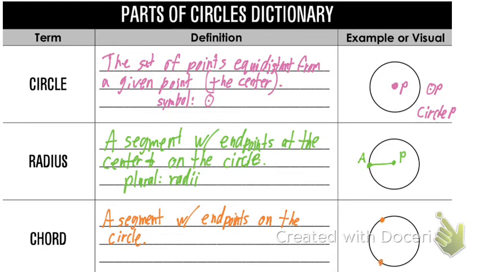So as long as the endpoints are on the circle, it's a chord. We could do this a ton of different ways. It can go through any two points on the circle. As long as the endpoints are on the circle somewhere, it's a chord.